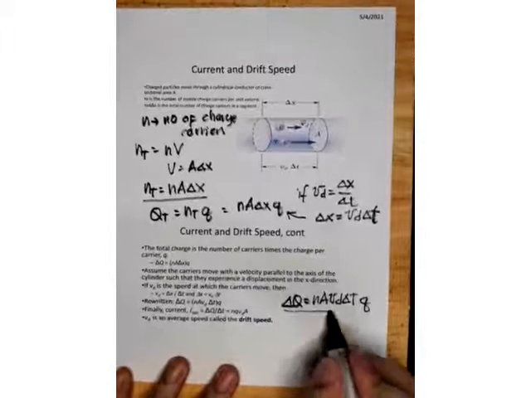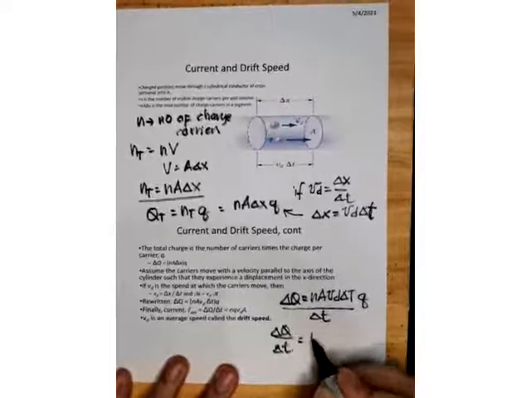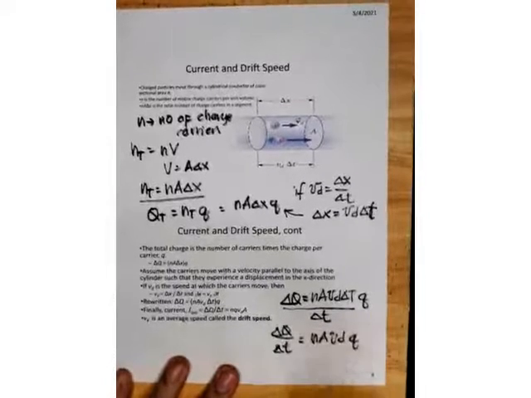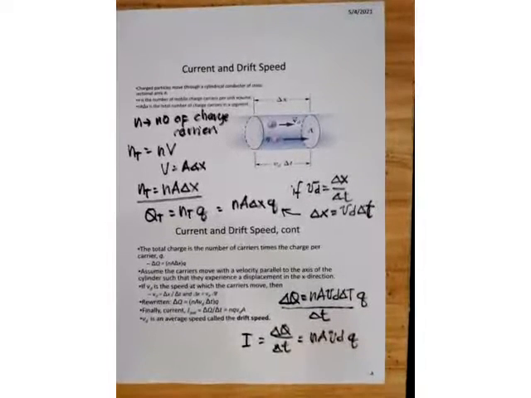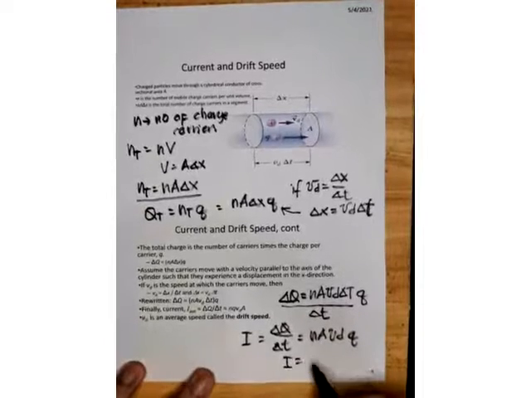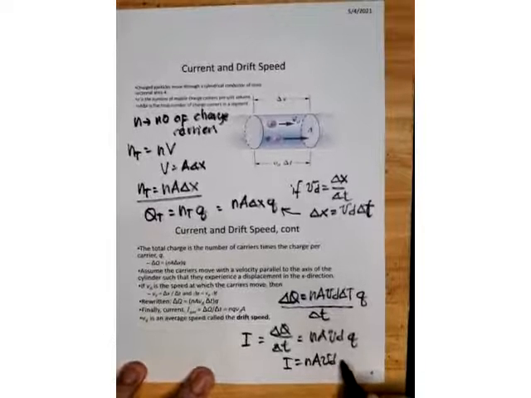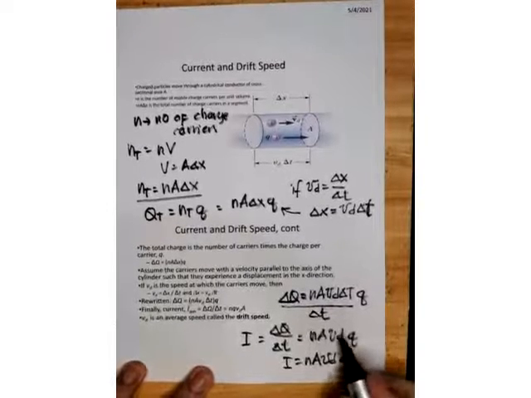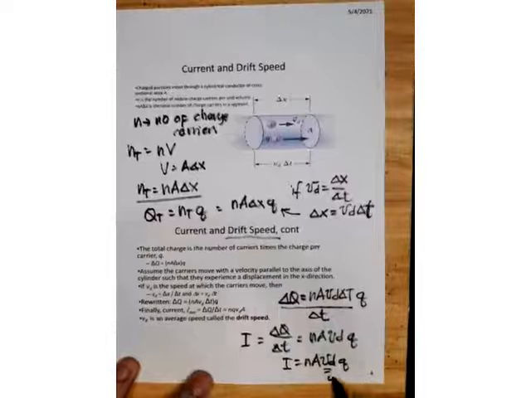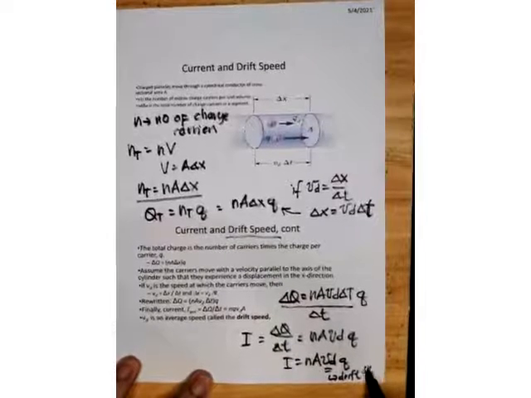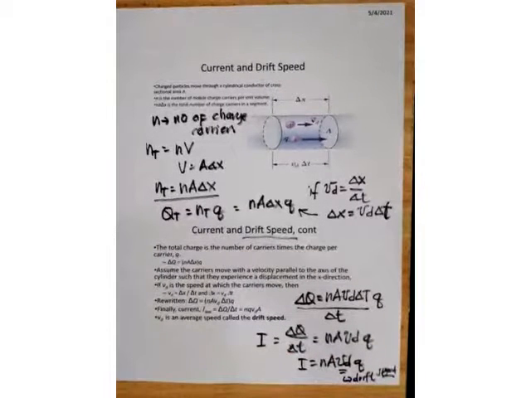And if we divide this by delta T, that's equal to delta Q over delta T is equal to NA VD times Q. But what is delta Q over delta T? Isn't that our current? So that's why current is also equal to the total number of charges times A times the drift speed VD times Q. So VD is the drift speed. Sometimes they call it the drift velocity.